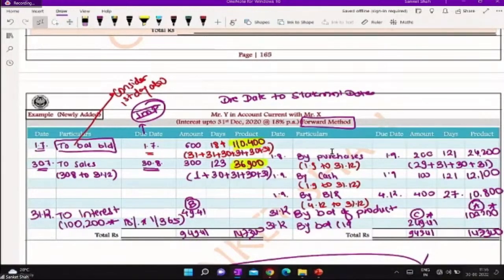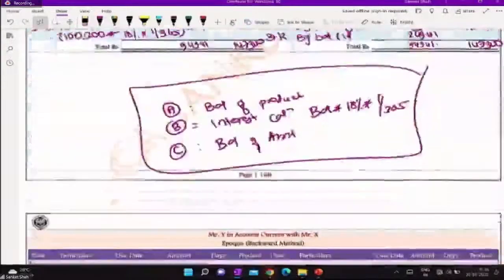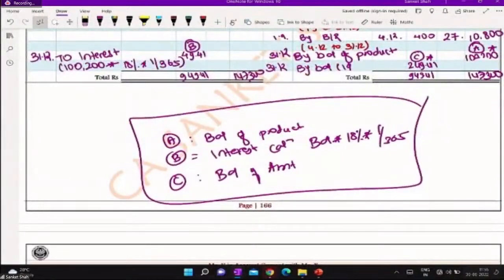Sayyamaji, please rewatch this session. This is very easy. 1st July 2 balance brought down to sales. First you will do the posting part, then you will calculate from the due date to the statement date, and after that you are going to multiply it. Then on A number you will consider balance of product, B number interest calculation. Very good Pranav Khanna. And C number balance of amount. It's very simple. A very easy table, you will get full marks for 5 marks. Why are we doing this? Because we have to calculate interest.